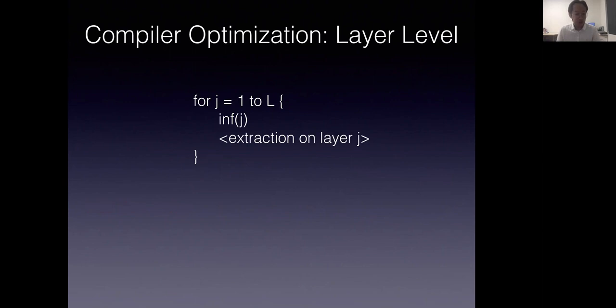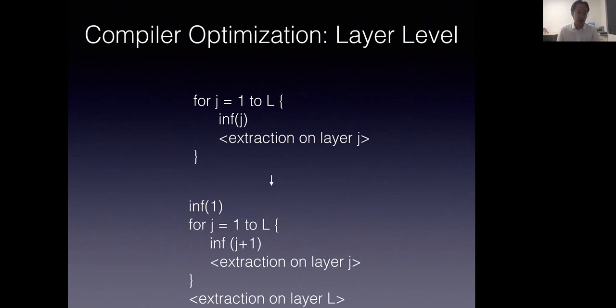The first one is layer-level pipelining. Originally, the code looks like this pseudocode, where inference and extraction are executed serially. Our compiler will leverage traditional software pipelining techniques to reorder the instructions. So the inference of layer i+1 and the extraction of layer i could happen at the same time.